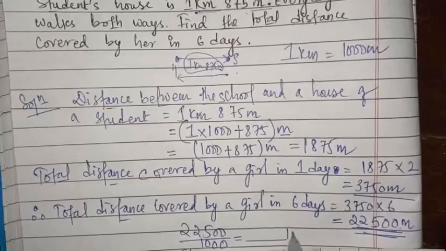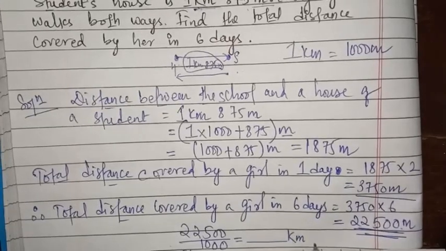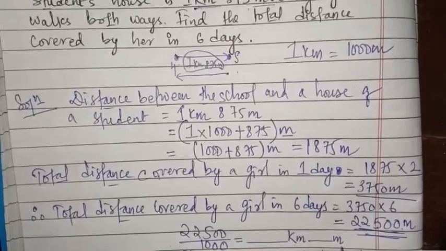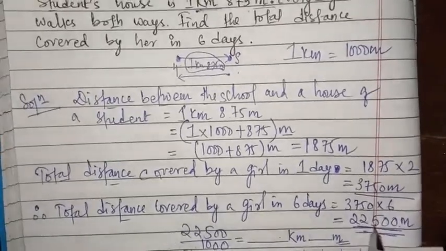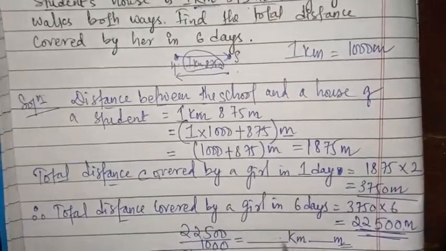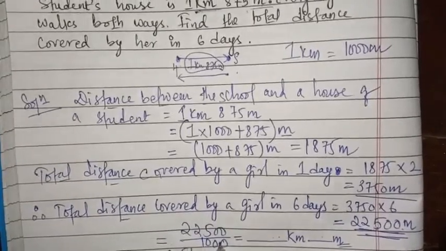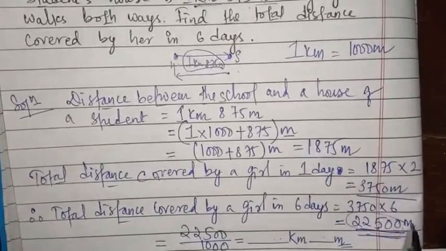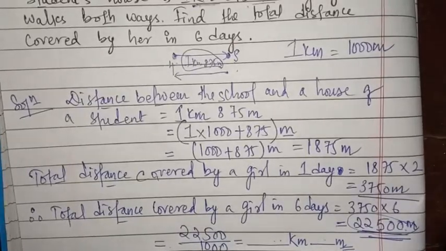So the answer you are going to write down yourself. You will get two values: the quotient will be written as kilometer and the remainder will be written as meter. So this will be your homework. I want you all to do it yourself. You may write this value in meter form, but it's better if you convert the value into kilometer and meter form. How to do that? You will divide this number by 1000. Is this clear? Okay, so let's proceed to the next question.